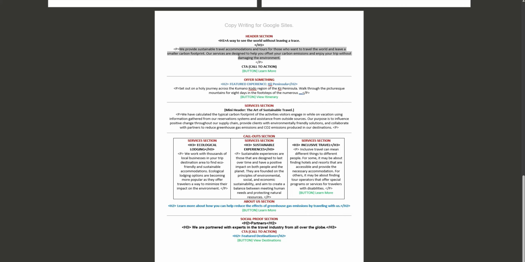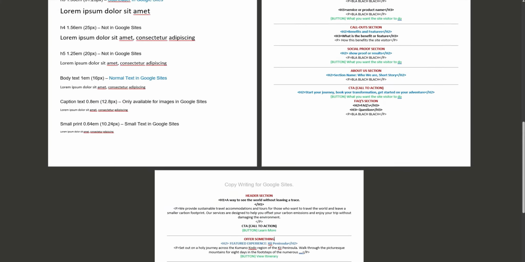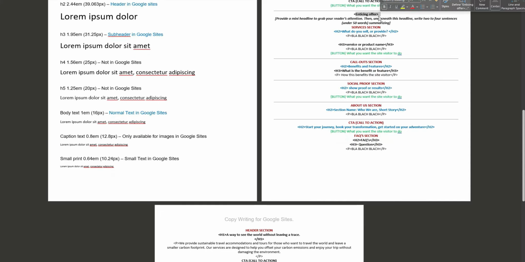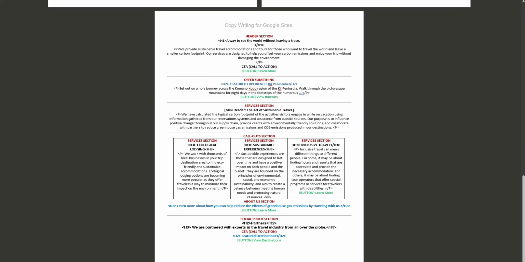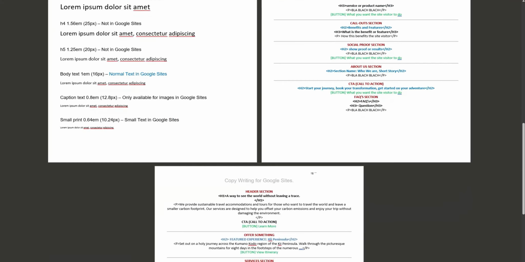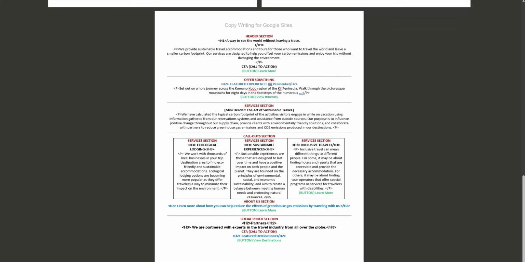All right, so again, we have offer something. So that is where you want to, where did I put it? Offer something. I actually add an enticing offer here, but it's basically just offering something. And that is where we have this offer right here. Featured experience is an offer in this example. So we have that featured experience, we have our information about that experience, and then we have our call to action, which is just to view the itinerary.